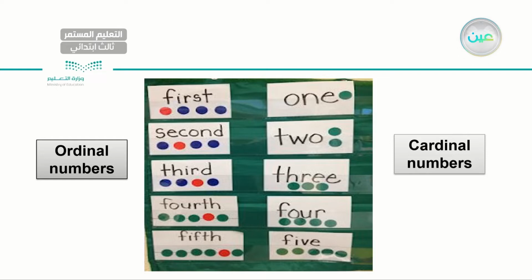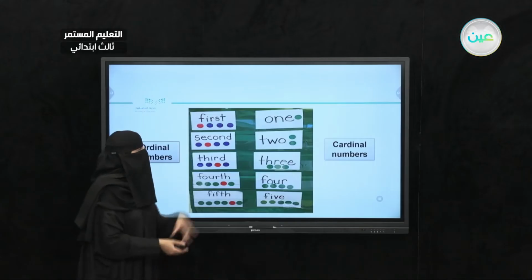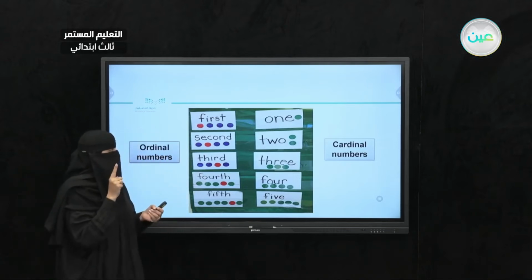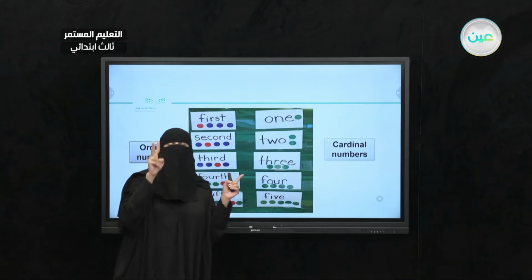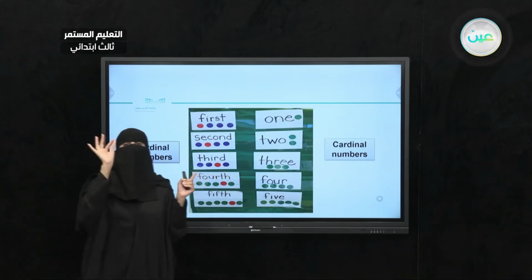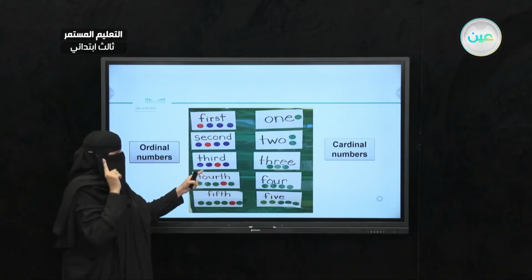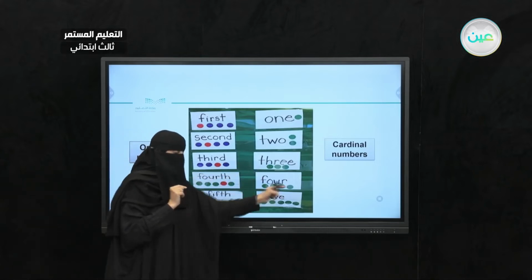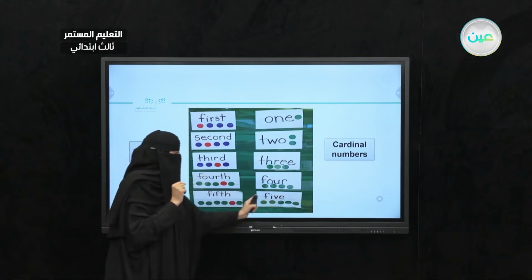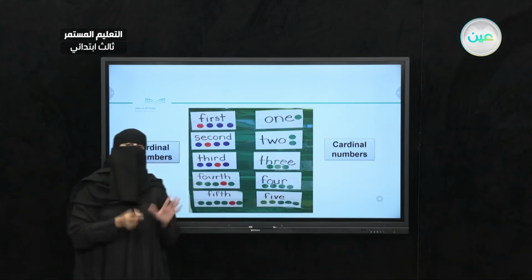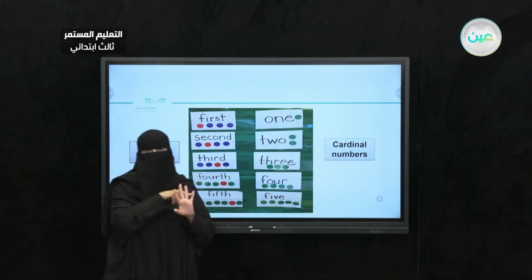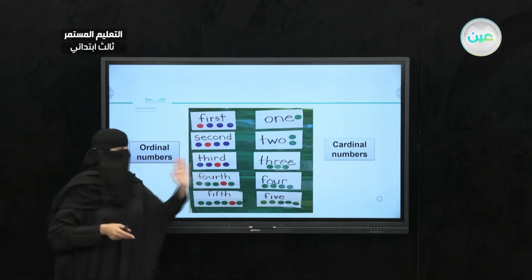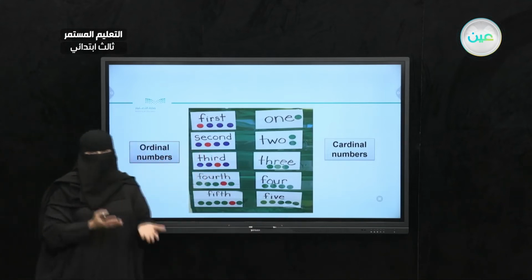If I ask you how many green dots do we have, or green circles? I have 1. And the second one, I have 1, 2. So what I'm doing now is I am counting, okay? I have 1, 2, 3. 1, 2, 3, 4. 1, 2, 3, 4, 5. Same as I'm counting the fingers on my hand. 1, 2, 3, 4, 5. I have 5 fingers. Okay? But for ordinal numbers, it's a different story.